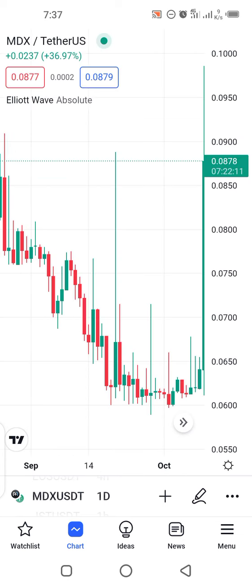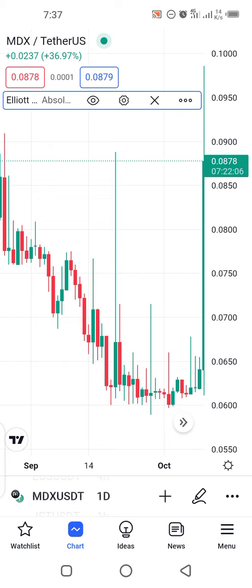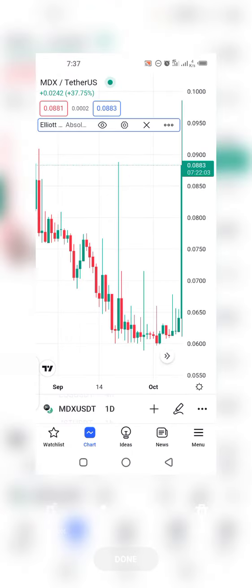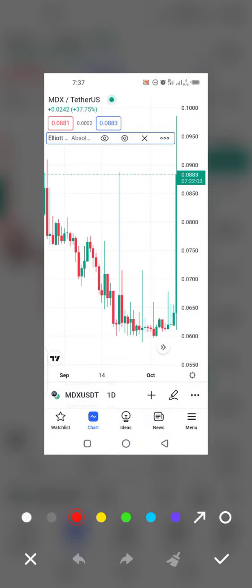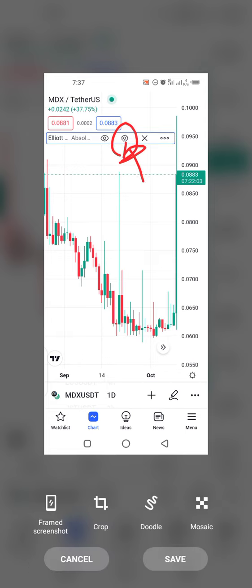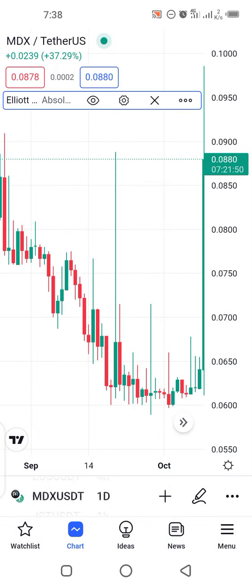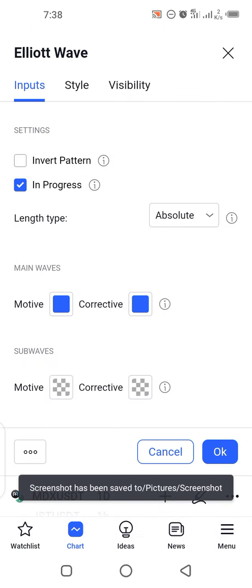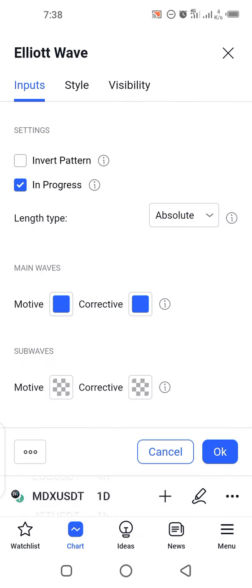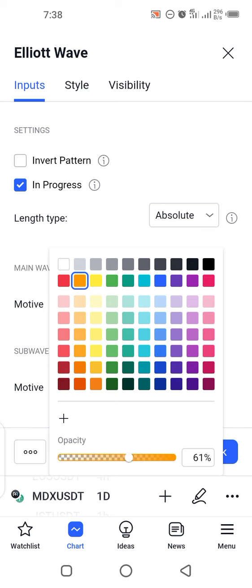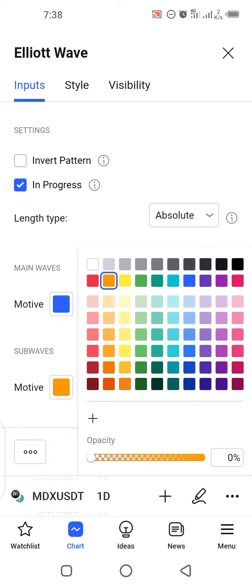So here we go. We drop in our Elliott wave chart pattern. The first step is to come on the indicator, and we need to tap on the settings here. Then we cancel. So when we tap on the settings there, this is how the indicator will look.